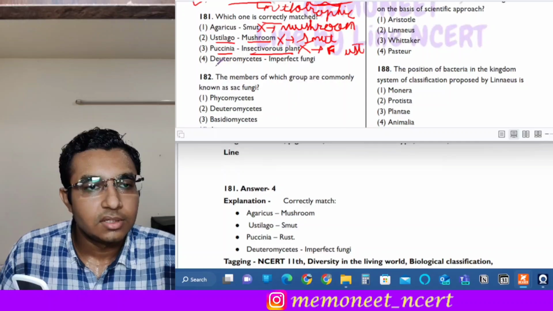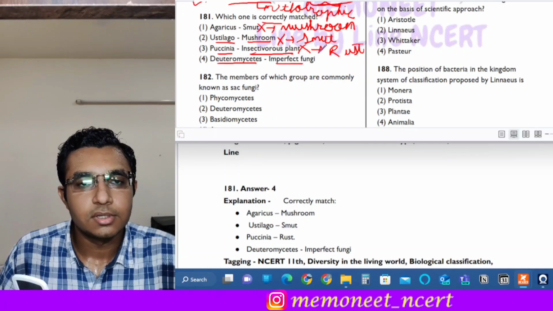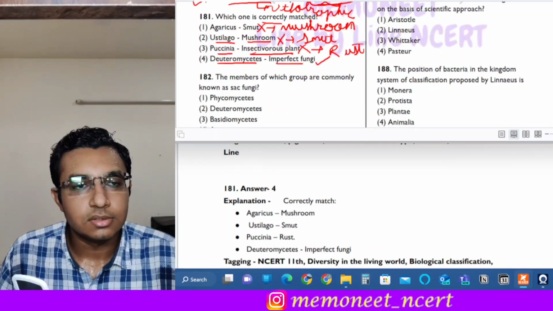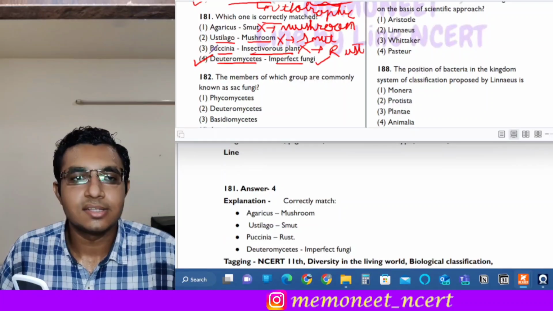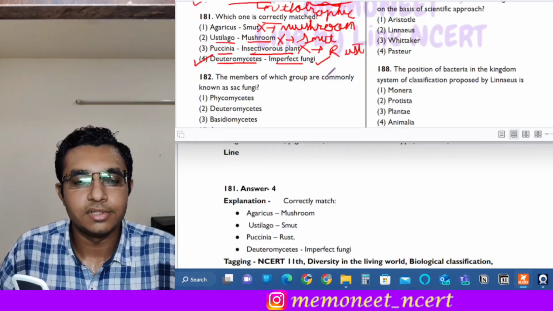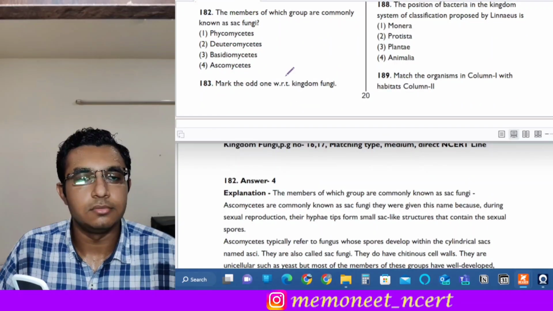Then fourth is Deuteromycetes are called imperfect fungi. Yes, this is correct, because Deuteromycetes are called imperfect fungi. So this statement is correct. So the correct answer of this question will be option 4. I hope you are clear with this question. Moving on to the next question, question number 182.